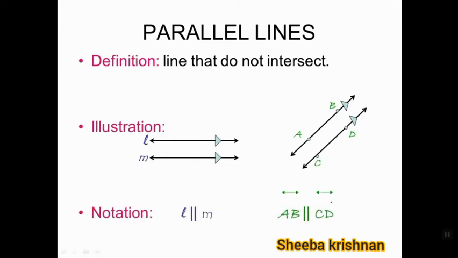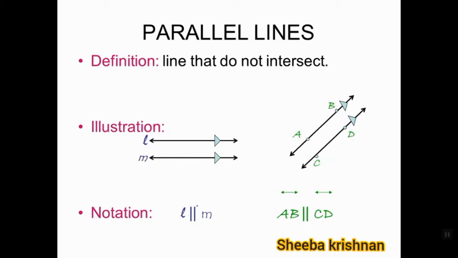These are examples of parallel lines. Line L is parallel to line M, always the same distance apart and never meeting each other. And line AB is parallel to line CD. It is also always the same distance apart and never meets.